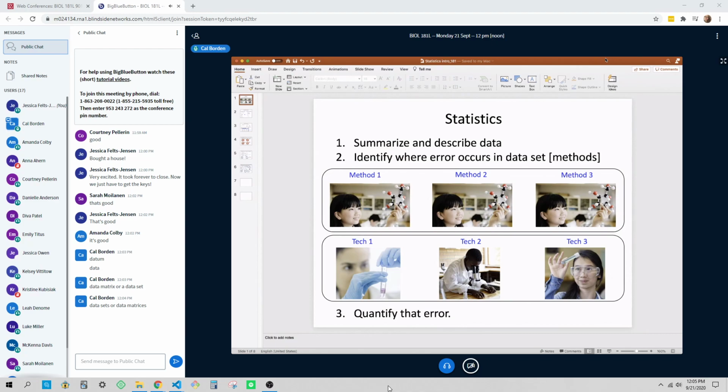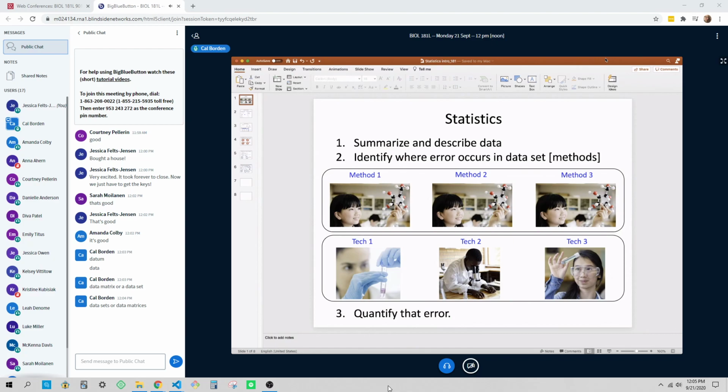That's number 3. So in other words, quantify, you want to put a value on it. How big is the error? Can I ignore it? Or do I need to look at my values and say, I don't think I can trust anything because the error is so big? Okay, so those are the 3 goals of stats.